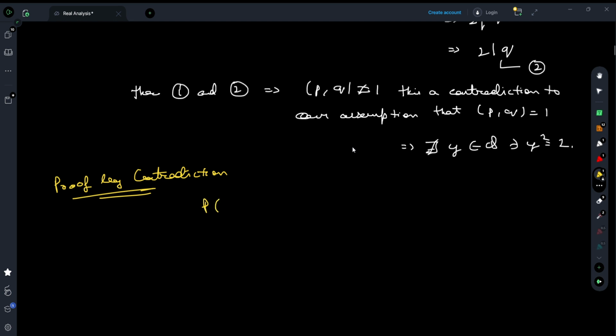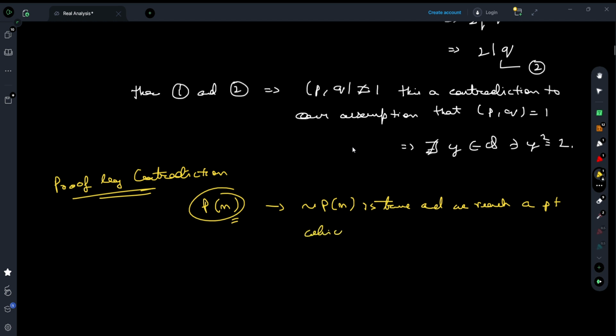What is proof by contradiction? Suppose we are to prove this statement Pn. To prove Pn, we actually consider the negation of Pn. We consider that the negation of Pn is true, and we reach a point which contradicts the assumption of the negation of Pn being true.